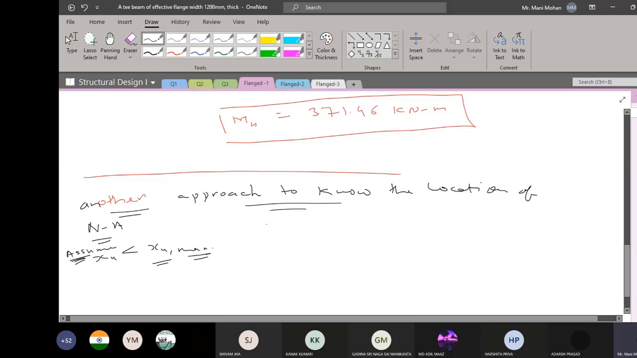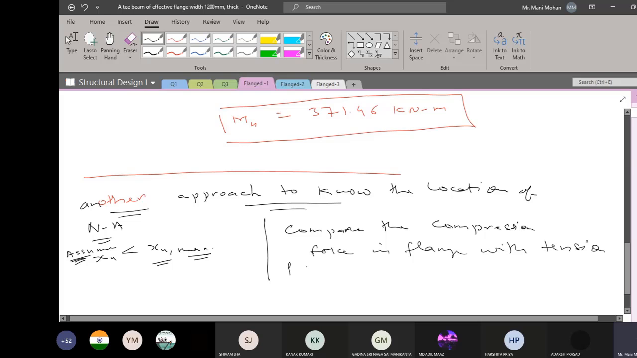Next, what you do, you compare the compression force in flange with tension force in reinforcement.